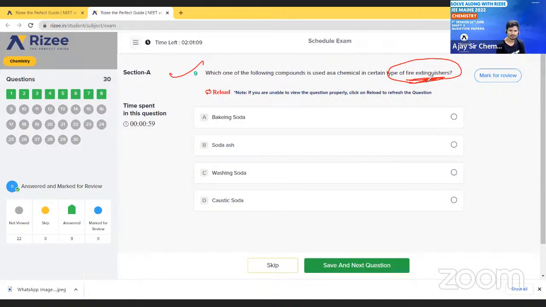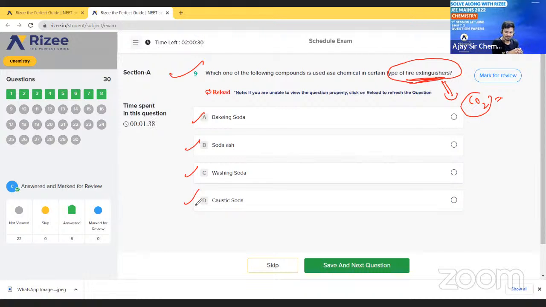That is a wrong answer. So I will tell. Fire extinguisher means CO2 gas will be produced. So just see the preparation method of baking soda, soda ash, washing soda and caustic soda. In which chemical compound will CO2 gas be released in the preparation process? Just imagine. D, caustic soda, that is also a wrong answer.